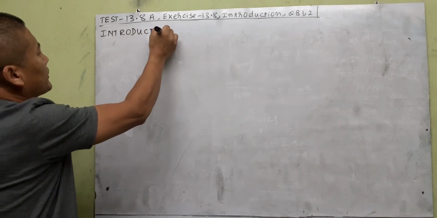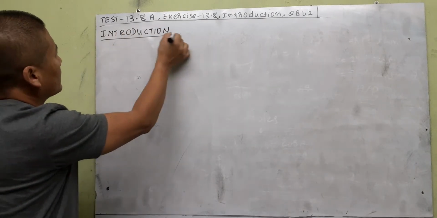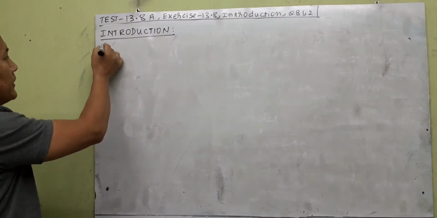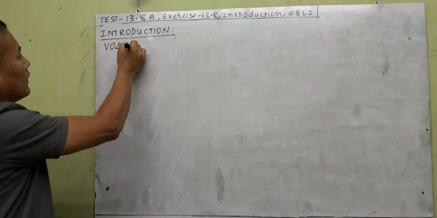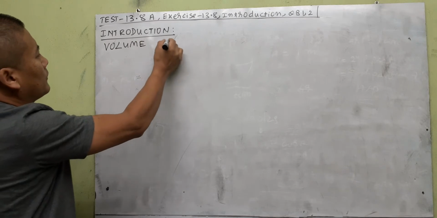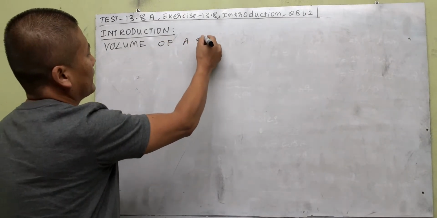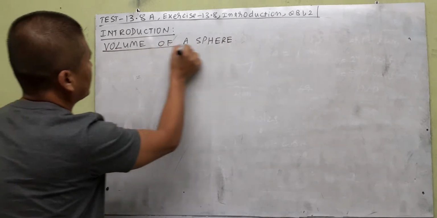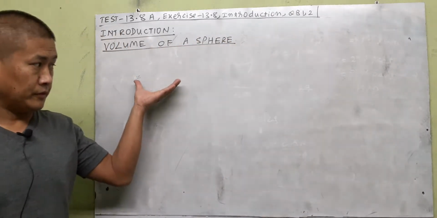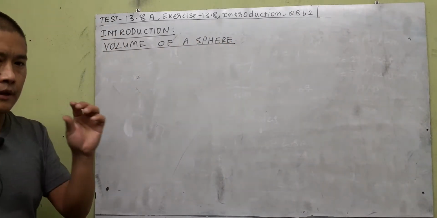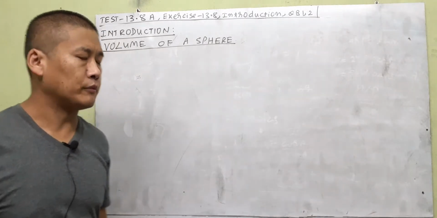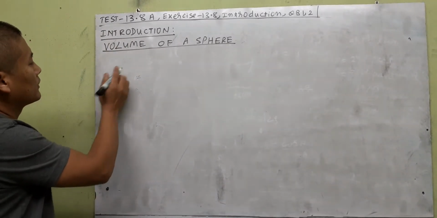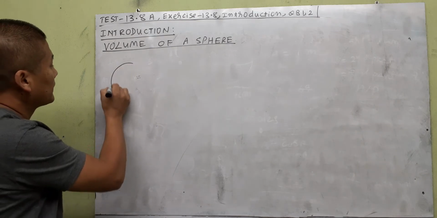So in your introduction, we will discuss the volume of a sphere, okay? Volume of a sphere. For that, let us do an activity, a simple one, to understand or get a grasp of the formula that we're going to use, okay? So let us say we have a ball here, a sphere.